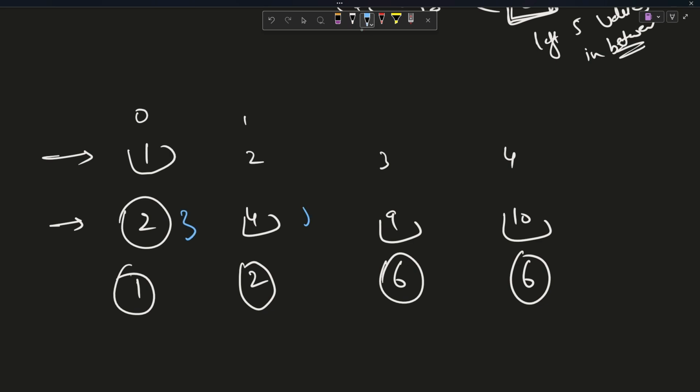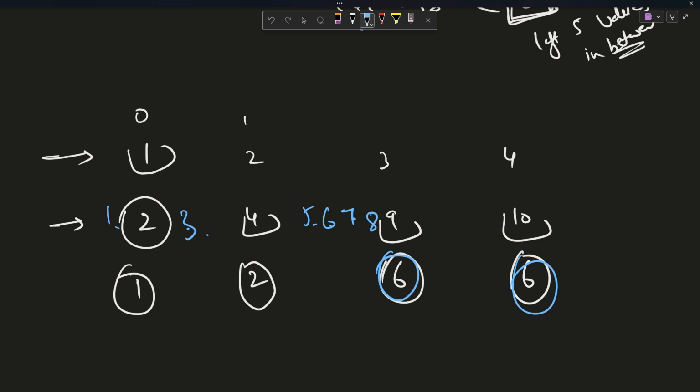That means 2, 5, 6, 7. Now 1, 2, 3, 4, 5. 6 numbers are being left here, right? 8 also, and 9, 10. You can see 1, 2, 3, 4, 5, 6, 7, 8. 6 numbers are left out here, right?